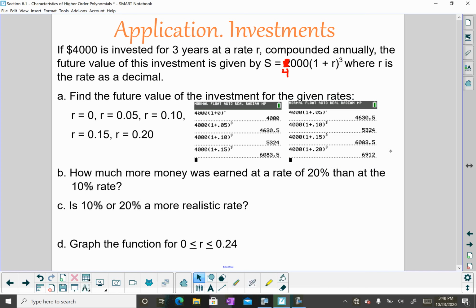Okay, so how much more money was earned at a rate of 20% than at a rate of 10%? So we need to look at how much we earned for both of those. At the 10% rate, we earned $5,324. And at the 20% rate, we had a total of $6,912. If we want to know how much more was earned than the other, we just find the difference. We're going to subtract.